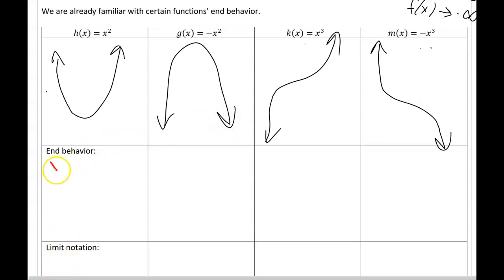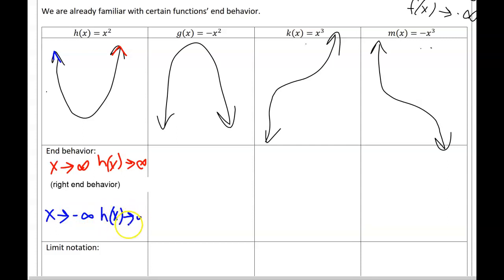For my parabola, my end behavior is that as x goes to infinity, h of x goes to infinity. So this time we're saying it goes up forever. And let's make a note of what we're talking about. This specifically refers to the right end behavior in this case. My left end behavior is going to be what happens on the other side of the graph, and that side is x approaching, those would be negative values, so negative infinity. H of x also, in this case, approaches infinity. So this says as we go to the left, the y values are increasing, and that's my left end behavior.